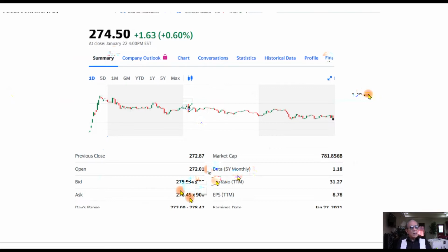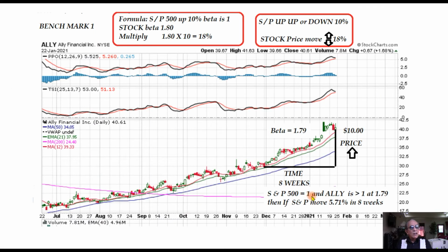Now, let's look at the S&P 500, right? We say S&P 500 equals 1, and Ally is greater than 1 at 1.79. Then the S&P 500 moved 5.71 in a week, right? So what is the price? The price should be at the stock, right?